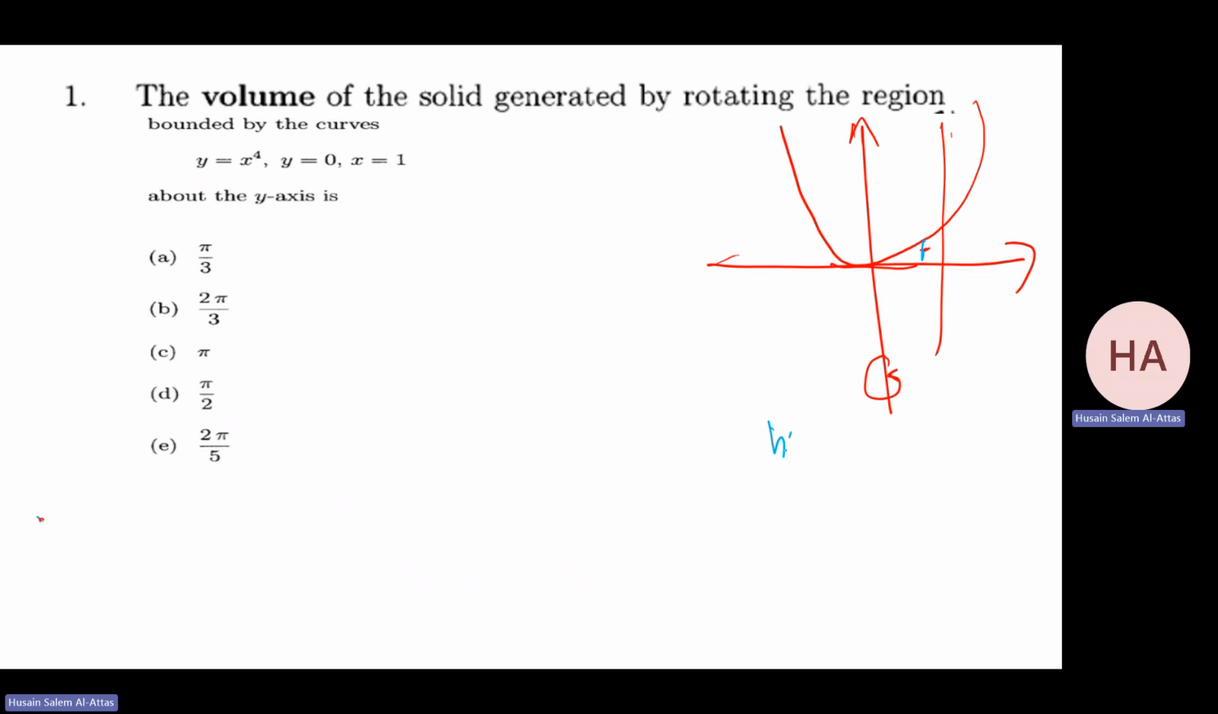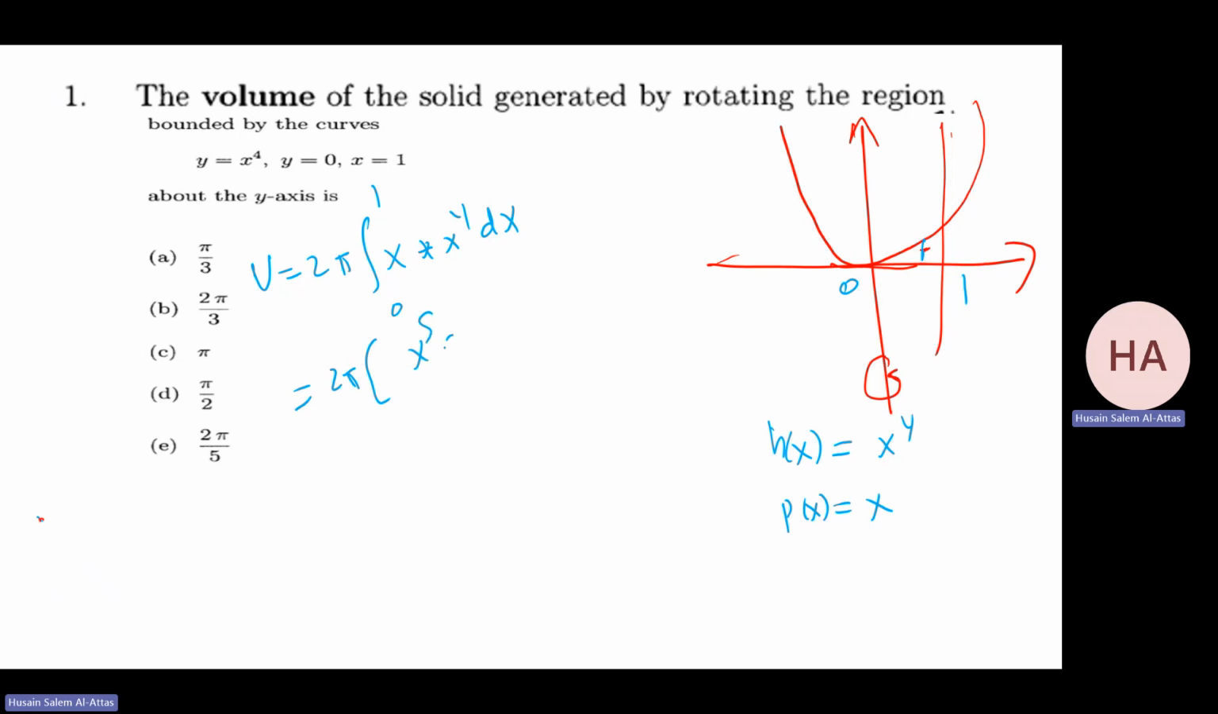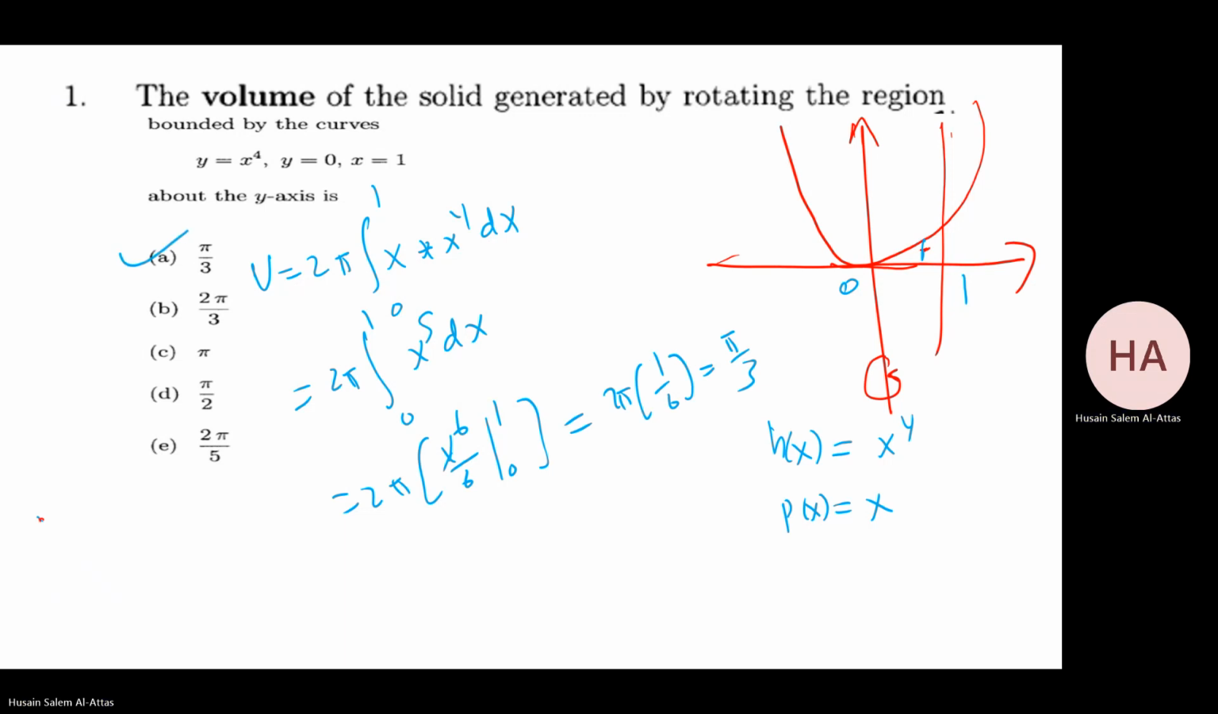So what is h of x? It will be x to the power 4. What will be p of x? It will be x, from 0 to 1. Very clear. So what is the volume? 2 pi integral of x to the power 5 dx from 0 to 1. X to the power 6 over 6. That will be 2 pi times 1 over 6, that's pi over 3.